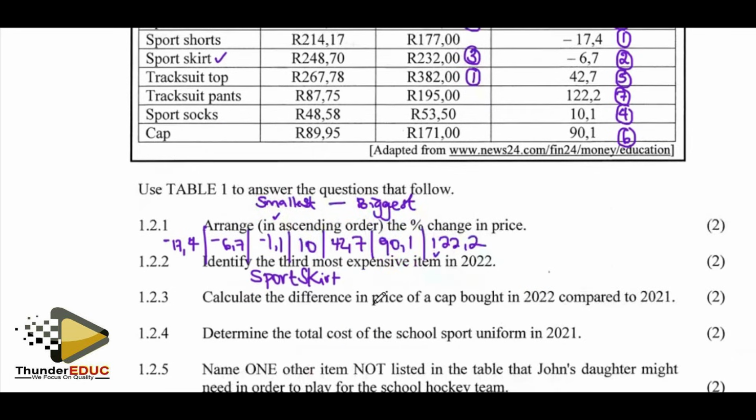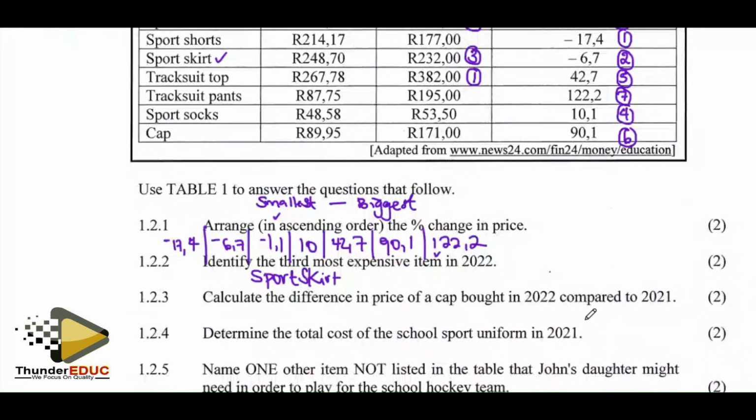All right, let's say calculate the difference in prices of a cap bought in 2022 compared to 2021. The moment you hear difference, what comes in your head has to be subtraction. You will need to subtract. So we get the values in 2022 minus the values in 2021. We are looking at the difference of the cap bought. So here, this is the cap that we are looking at. So we shall take this value here minus this.